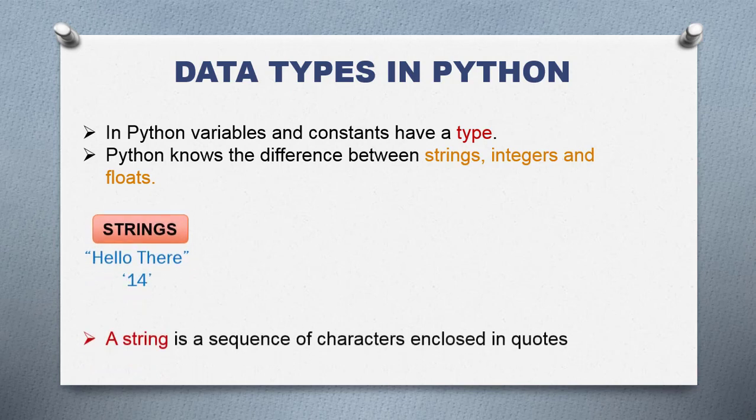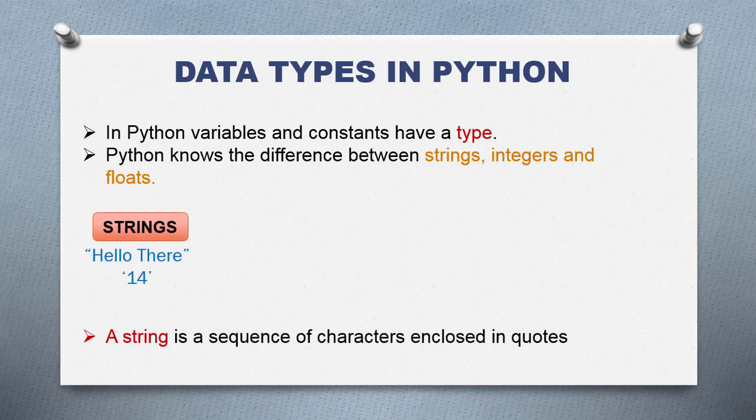So strings. What are strings? A string is a sequence of characters enclosed in quotes. So the quotes could be single, double, or triple. In this first example, we have "hello there". It is enclosed in double quotes, as you can see. So strings are basically text.